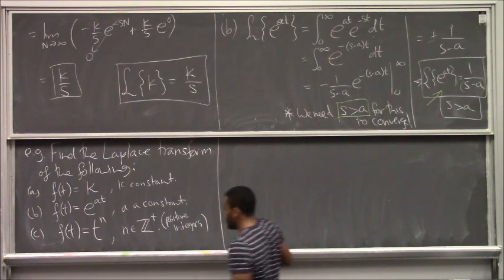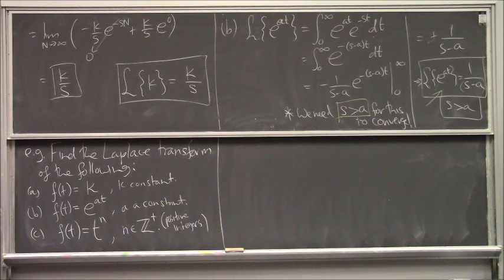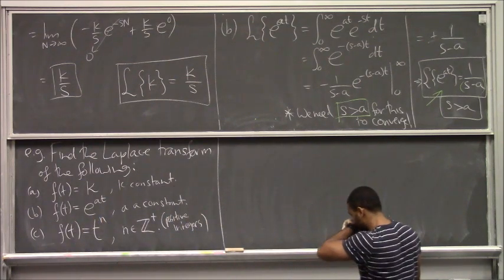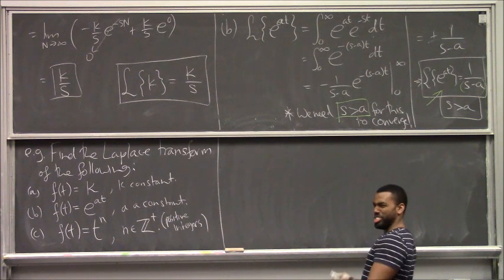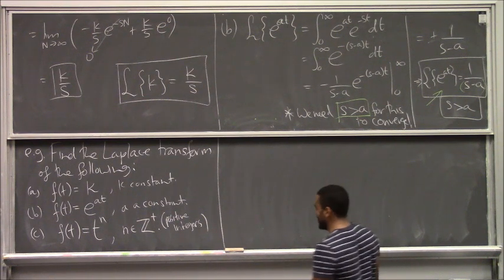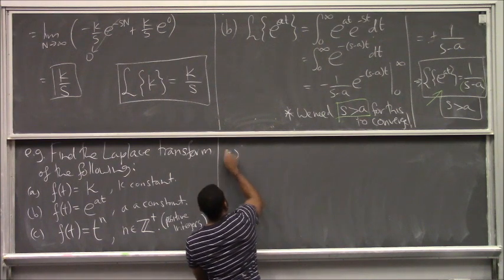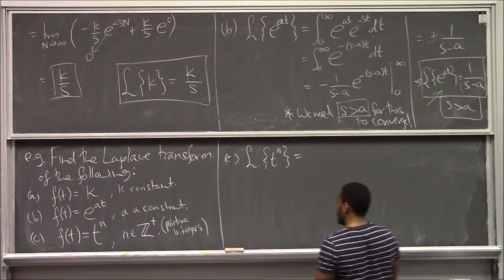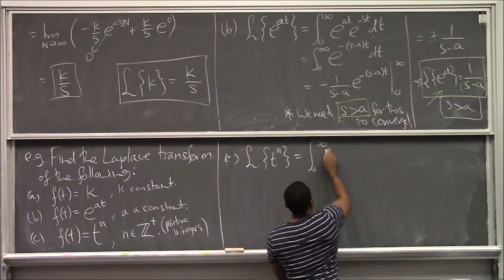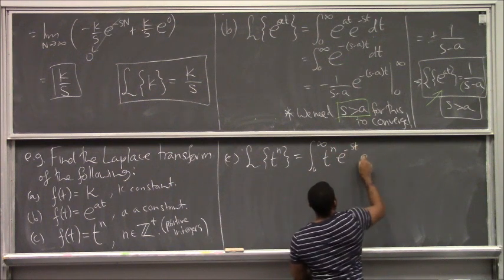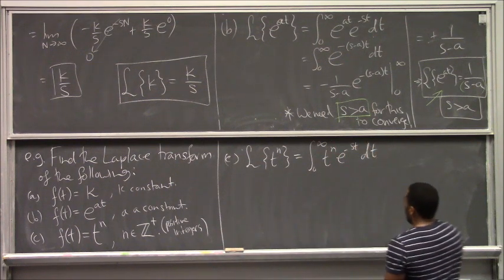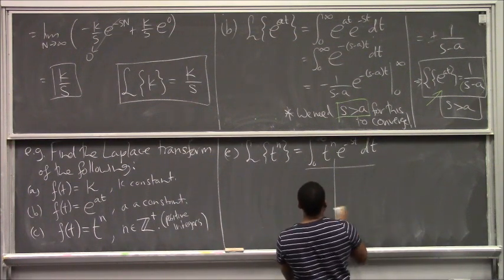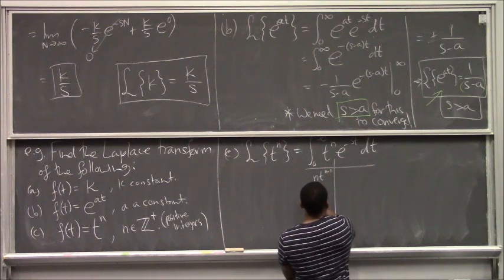So, that's one thing. What would t to the n look like? Originally I kind of did t squared. And I thought, let's just do t to the n. Let's do both. So, the Laplace transform of t to the n. Well, this is going to be the integral from 0 to infinity of t to the n e to the minus s t. What we can do here is integration by parts, obviously. I'm going to choose this guy to be the one I'm differentiating.